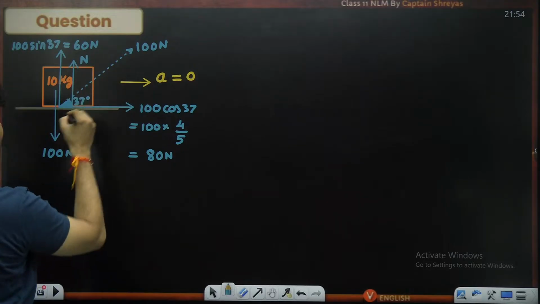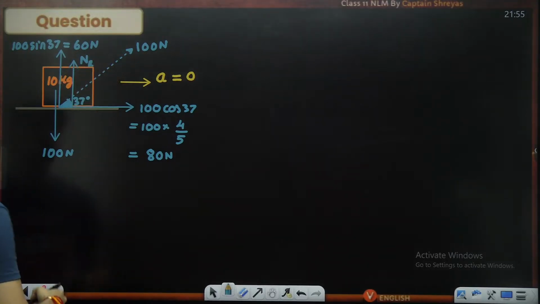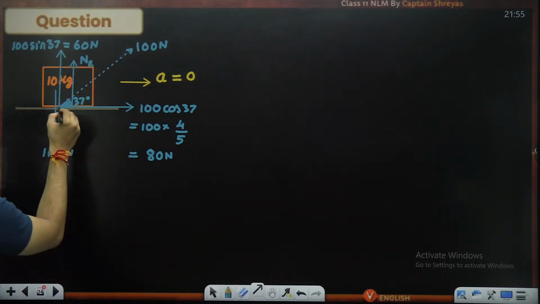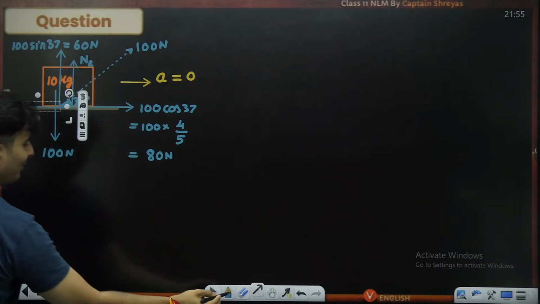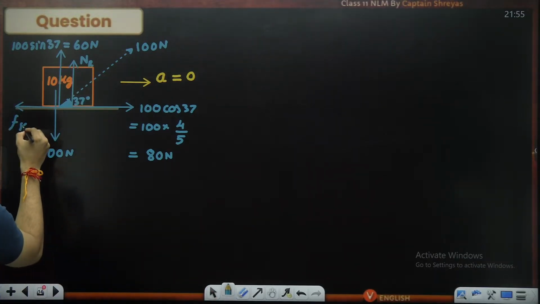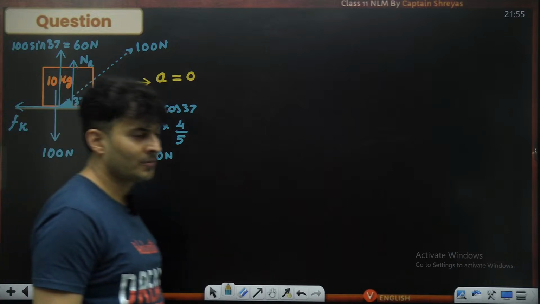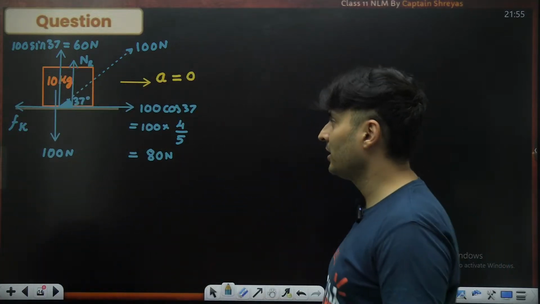So there is N, the normal reaction, NR I will put it. And of course, there is the frictional force. A lot of people forget the main thing, which is friction. So Fk is also going to oppose the motion. Okay, sir, perfecto. Now what?